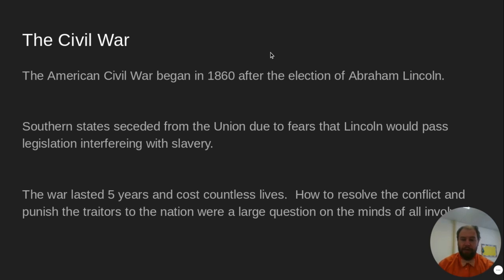So, as you may know, the Civil War in America began in 1861 after the election of Abraham Lincoln. Southern states seceded from the Union due to fears that Lincoln would pass legislation interfering with slavery. He was the first president who ran on the idea of potentially having abolition of slavery. The war ended up lasting 5 years and cost countless lives.